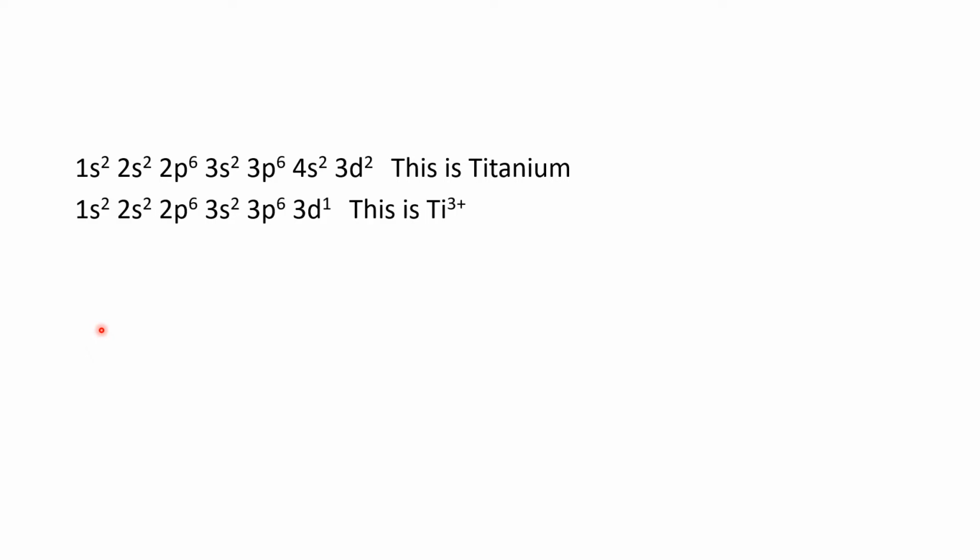As you can see, I've removed 3 electrons to make it a 3+ ion, and rather than removing 2 electrons from the 3d subshell and 1 electron from the 4s subshell to make it 4s1, I instead removed 2 electrons from the 4s subshell, because you remove from the 4s first, and 1 electron from the 3d subshell, thereby making it 3p6, 3d1. So there's no 4s electrons in this at all.